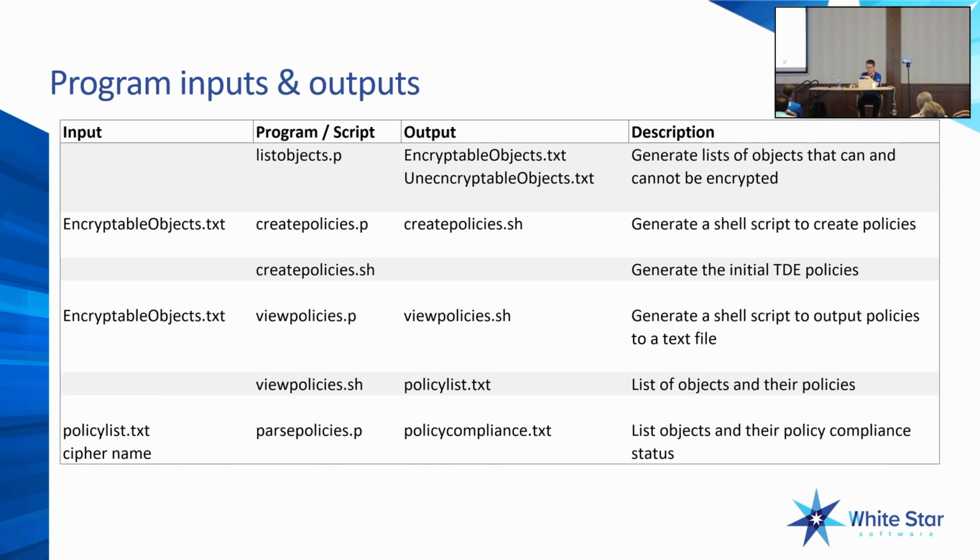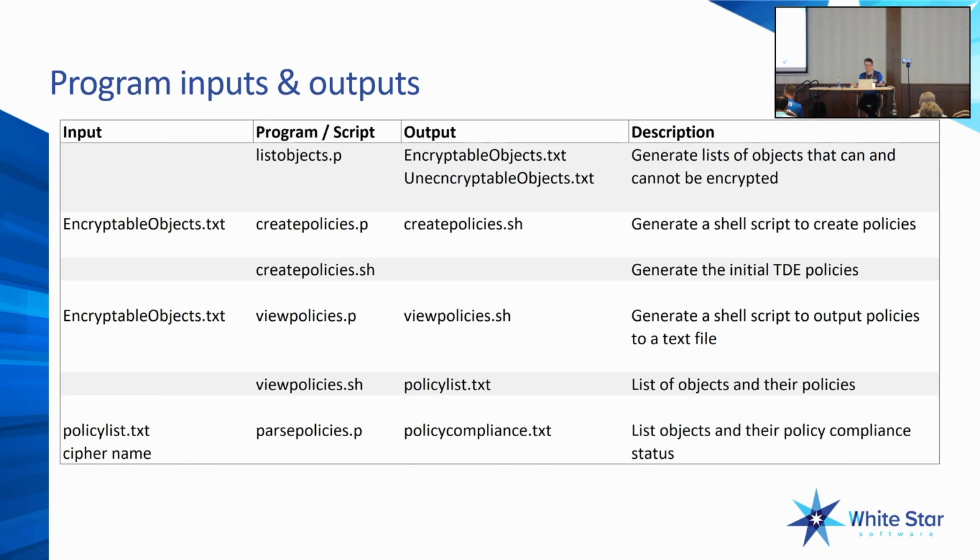I'm not going to go through all the code, that's not terribly interesting, but I'll describe what it does. List objects is going to make a list of all of the encryptable objects, that is all of the type 2 objects and all of the type 1 areas, and it's going to produce 2 text files. It's going to produce a list of encryptable objects, which are those objects I mentioned, and also unencryptable objects, which are basically any tables, indexes, or lobs that are in your schema area.